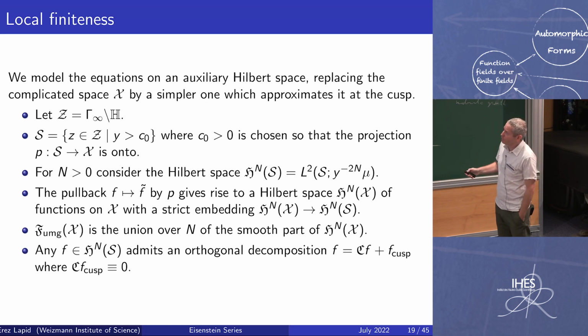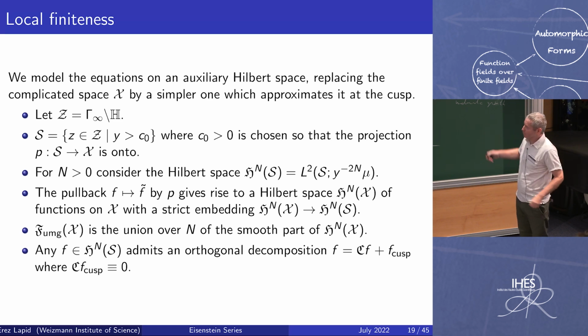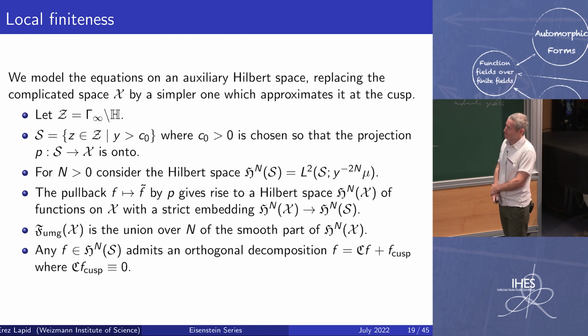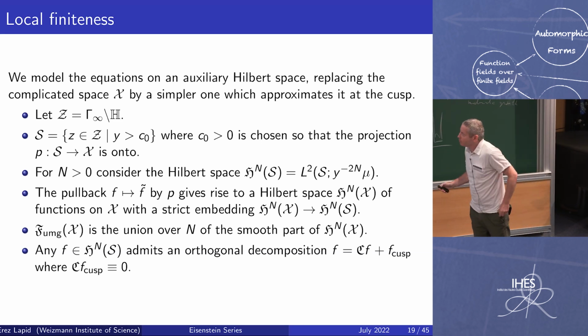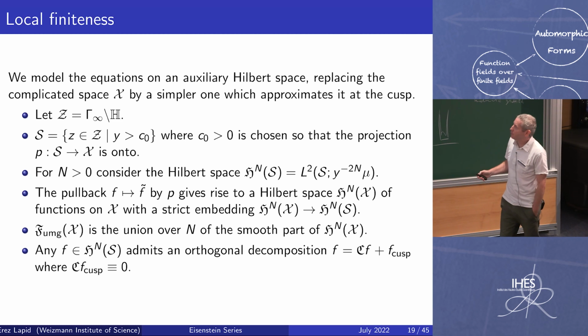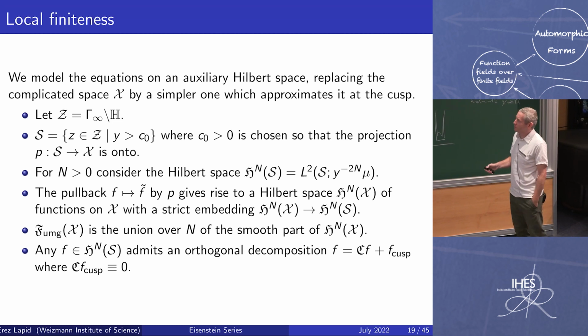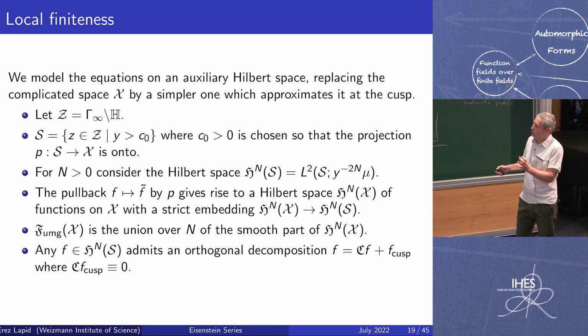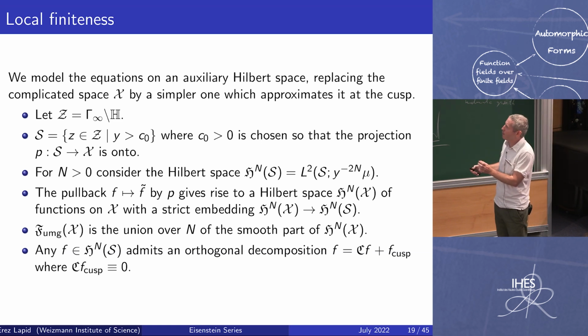And the function of moderate growth, if you like, by definition, is just the union of the smooth part of these Hilbert spaces over N. And the good thing about this space Hn of the Ziegler set is that you can do a very simple analysis by just decomposing a function. So you still have the constant term.